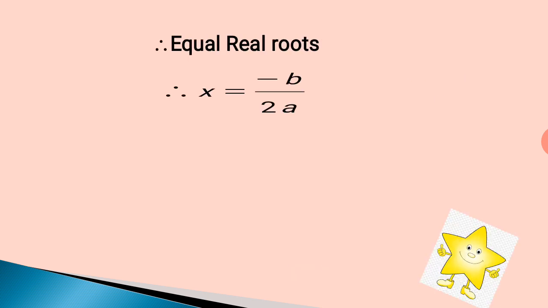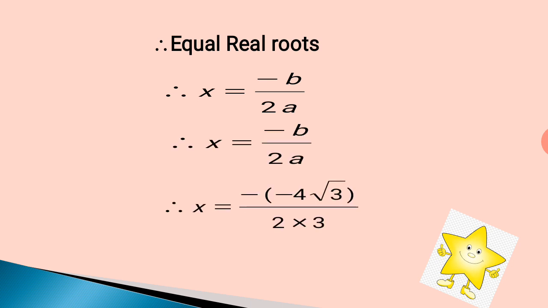Substitute in the formula, that discriminant part goes away and this is what you are left with, minus b upon 2a. Substitute and this is what is the value of x. Both the roots, they are equal. So the roots will be 2 root 3 upon 3.